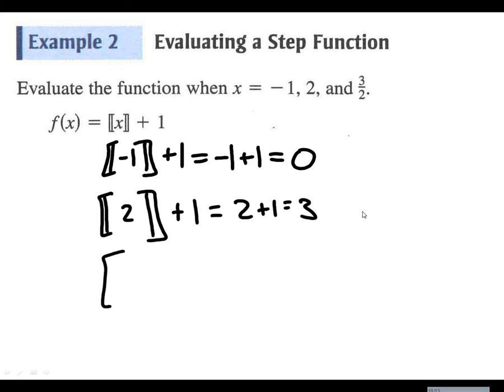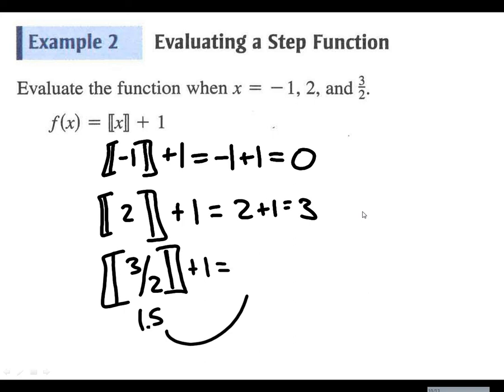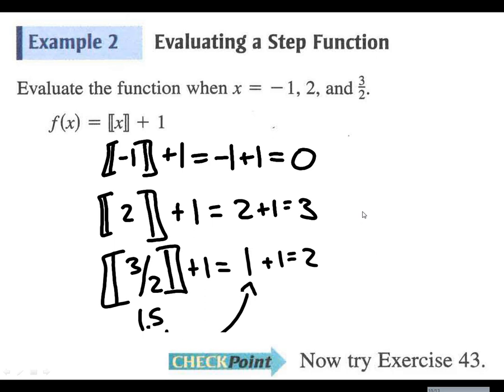But now here comes the new thing, so we're going to evaluate a fraction. So 3 halves, that's 1.5. Okay, what's the biggest integer below that? If we're rounding down, it's going to turn into just 1 plus 1 is 2. Okay, so we're just rounding down until we hit the integer. All right, so try exercise 43. See if you can get it.